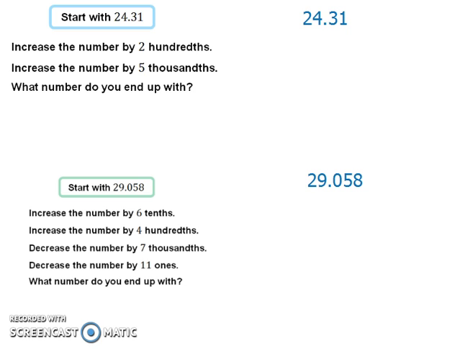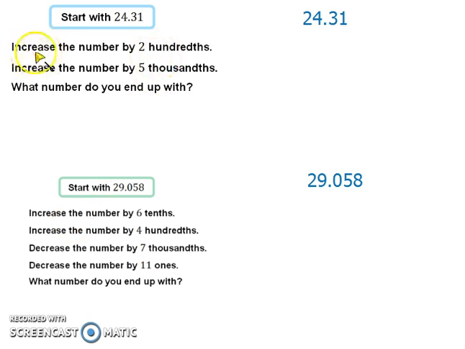Okay, you're going to get some worded problems like this as you go on this next part of essential assessment. And we're starting with the number 24.31. So there's 2 in the tens column, 4 in the units column, the value of 3 in the tenths column, and the value of 1 in the hundredths column.